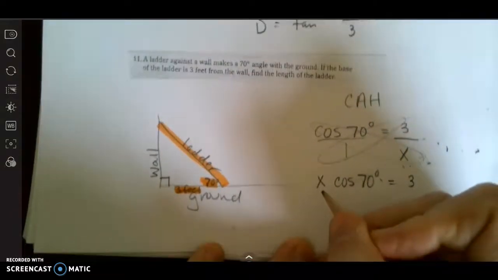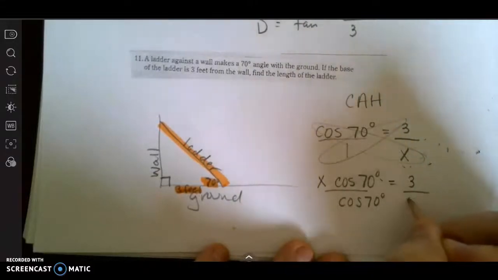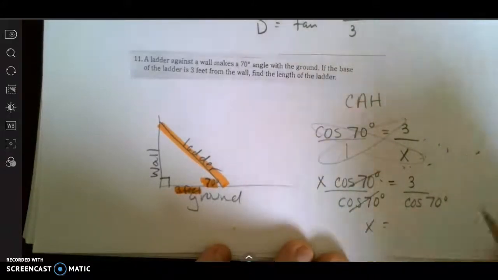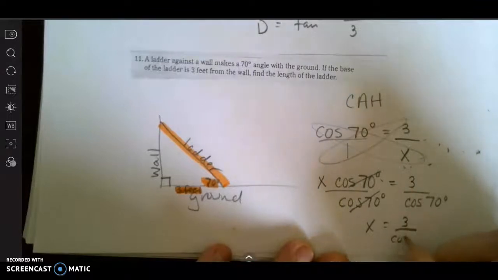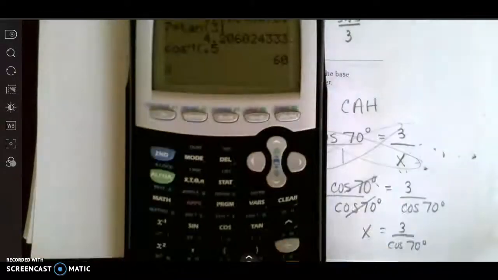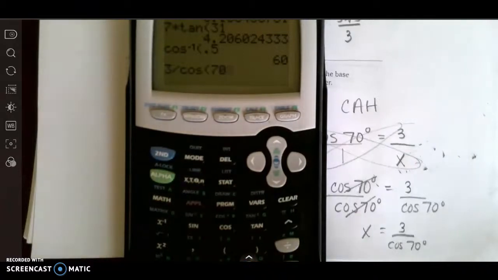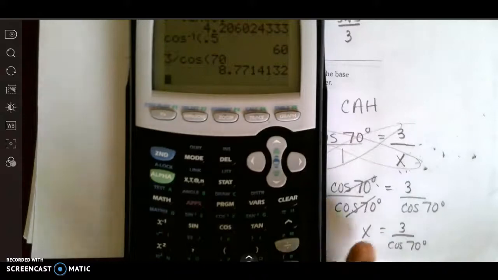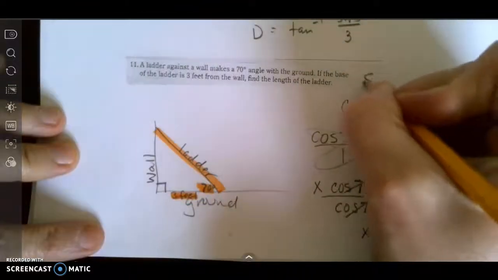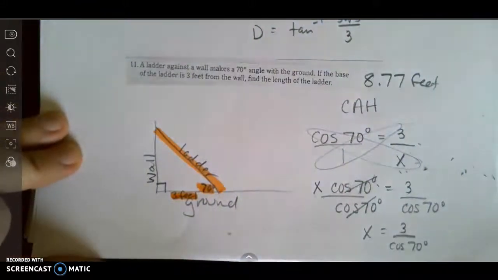Solving for x, so I'm going to divide both sides by the cosine of 70. And I'm going to type 3 divided by the cosine of 70 degrees into my calculator. 3 divided by cosine of 70, 8.77. So 8.77 feet is the length of the ladder.